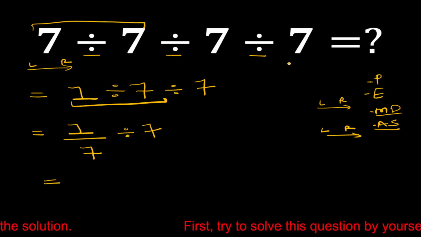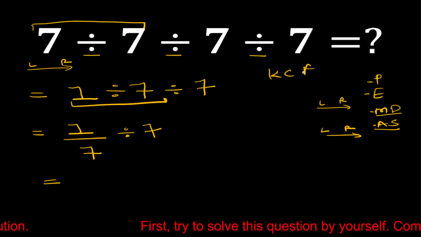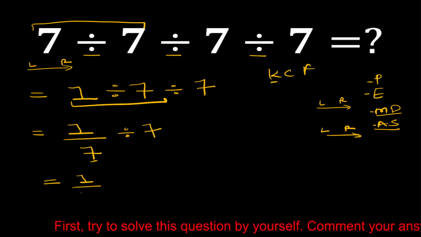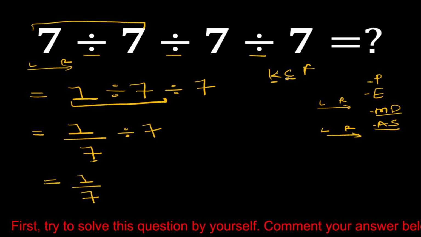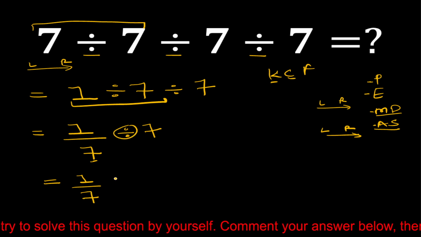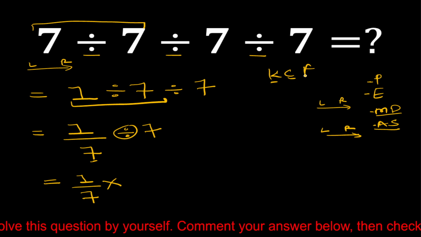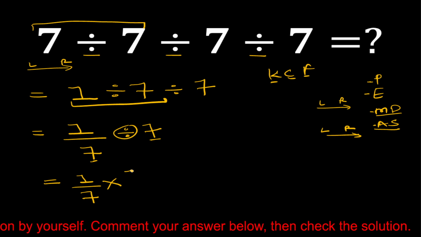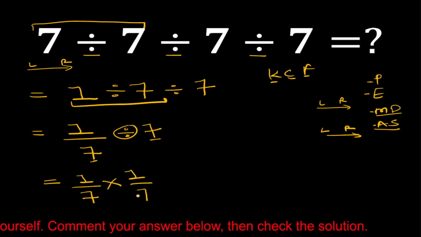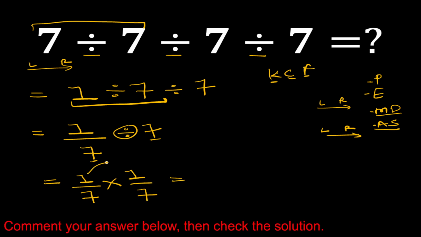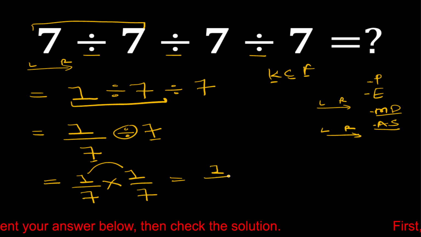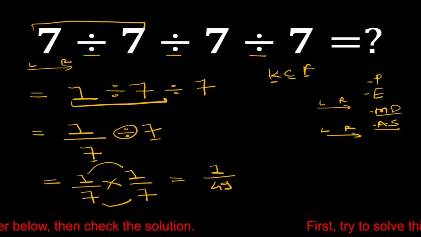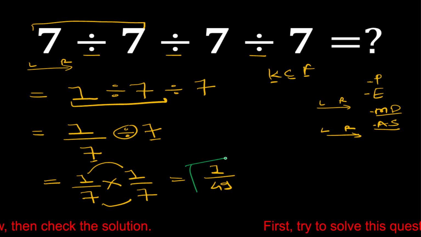Now according to the KCF rule, let's keep this first fraction as it is, 1 upon 7. C means change this sign from division to multiplication. And F means flip this last fraction, 7 is equal to 1 upon 7, right? So now 1 times 1 is equal to 1 and 7 times 7 is equal to 49. So the correct answer is 1 upon 49, right?